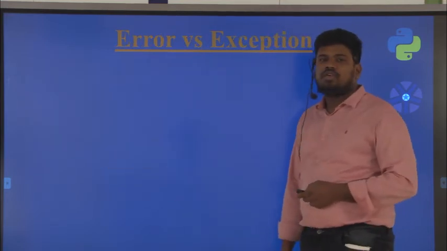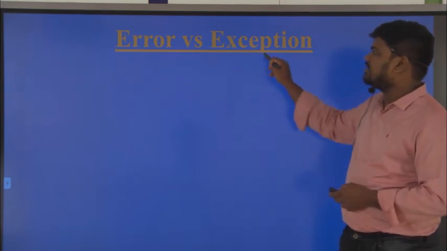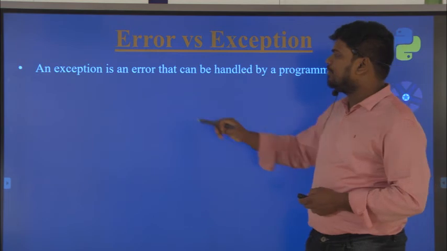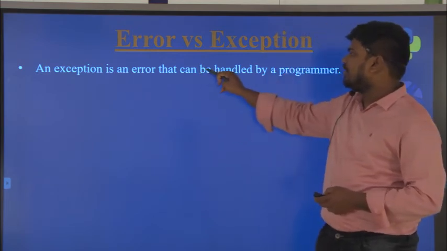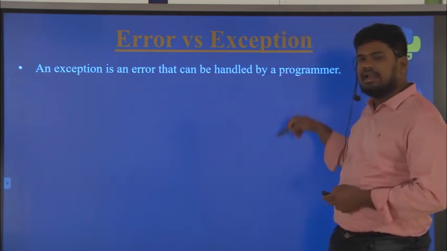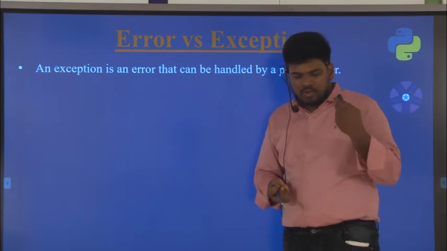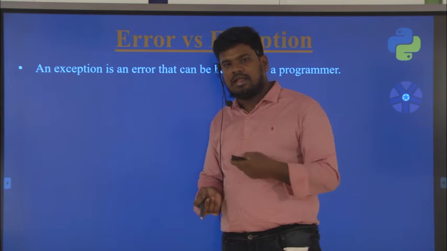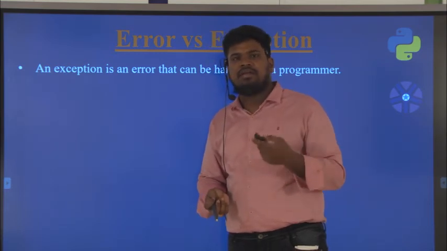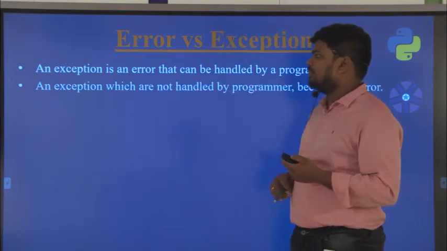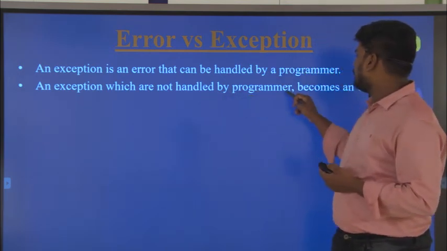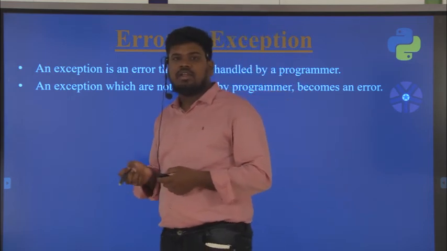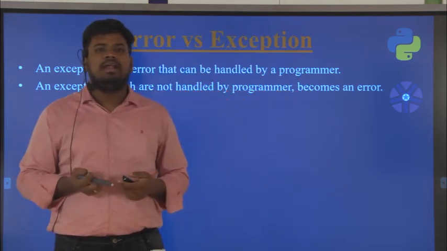So we have to know the differences between an error and an exception. What is an error and what is an exception? Observe, an exception is an error that can be handled by a programmer. Looking at the program, I can find out the error, and the programmer will rectify it, which I am calling an exception. So an exception which is not handled by a programmer becomes an error. For example, runtime errors are to be handled by a testing team.